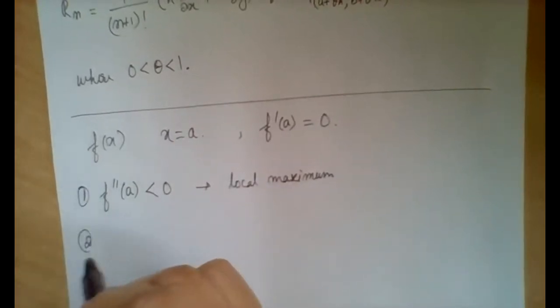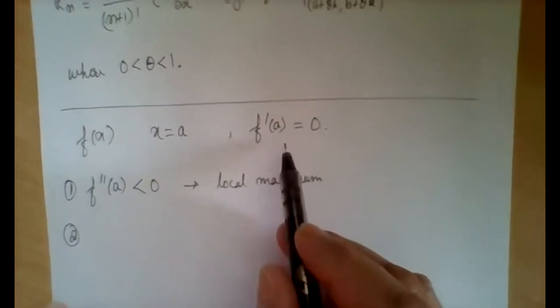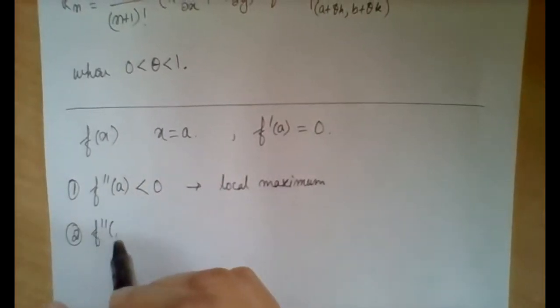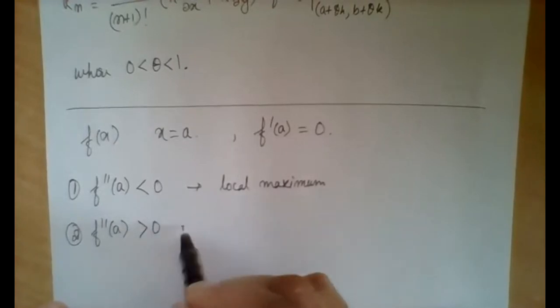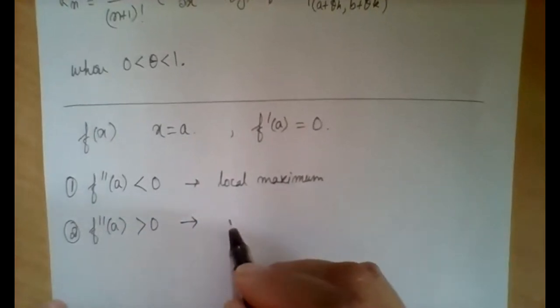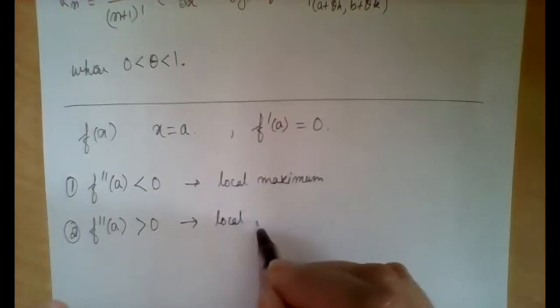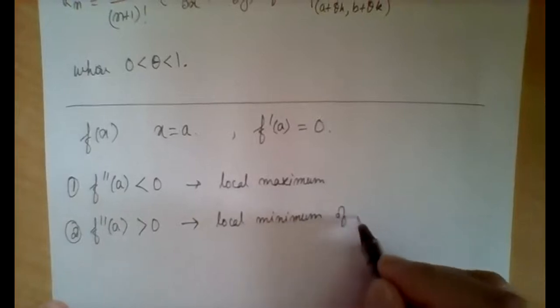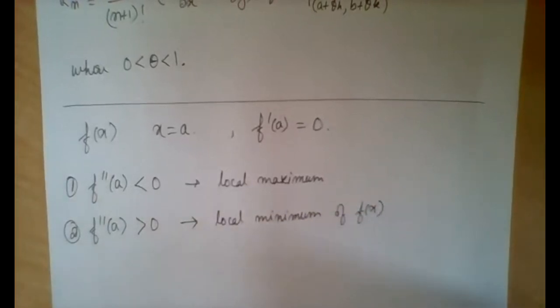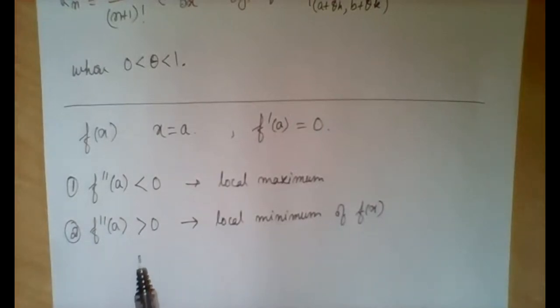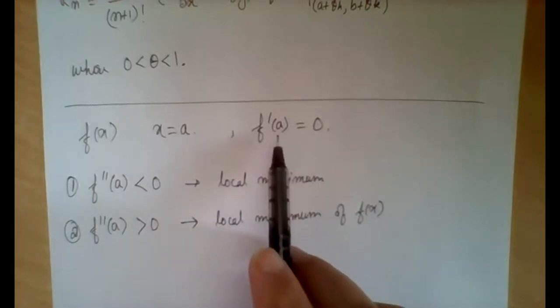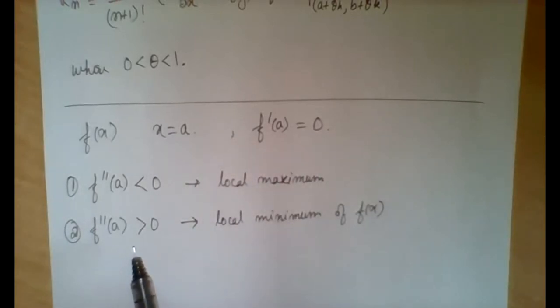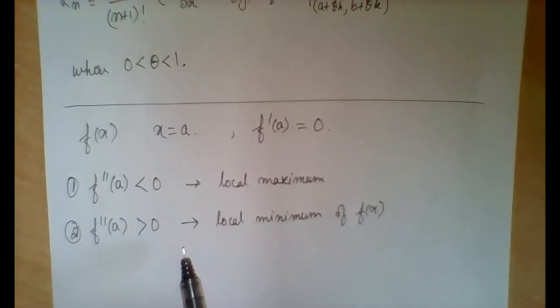Number 2, if the first order derivative is 0 and the second order derivative is greater than 0, this corresponds to a local minimum of f(x). The function f(x) has a local minimum value at x equal to a if the first order derivative at a is 0 and the second order derivative at a is greater than 0.